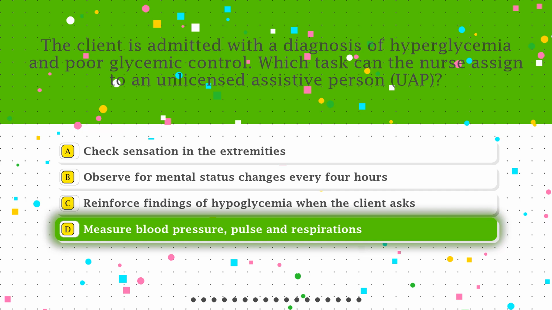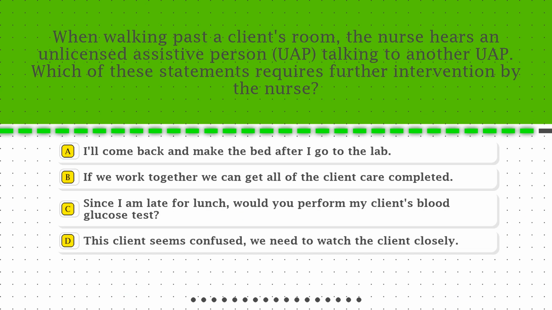The correct answer is option D. Measure blood pressure, pulse and respirations. Question 14. When walking past a client's room, the nurse hears an unlicensed assistive person, UAP, talking to another UAP. Which of these statements requires further intervention by the nurse?